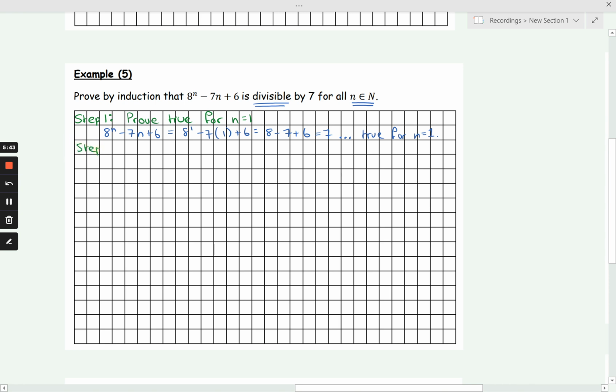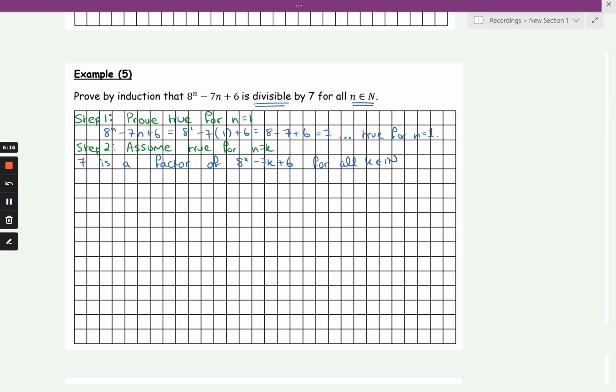Then we're going to go for step 2. And step 2 again is to assume true for n is equal to k. Okay? So now we have to say again, the same type of sentence as in the last example. 7 is a factor of 8 to the power of k minus 7 by k, which is 7k, plus 6 for all k is an element of N. Okay? And then we're moving on to step 3.